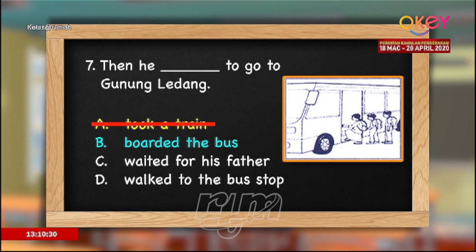Let's look at option C. Waited for his father. Do you see Rosman's father in the picture? No, I don't think I see him. Let's cross out option C. What about option D? Is there a bus stop in the picture? No, there isn't. So D is not the answer. That leaves us with only one option left. So option B is the correct answer. And that's how you answer questions 5 to 7.